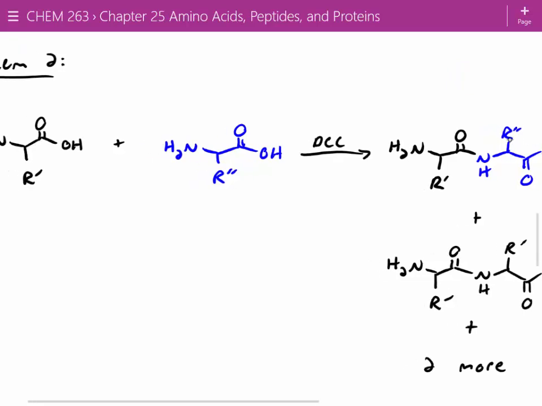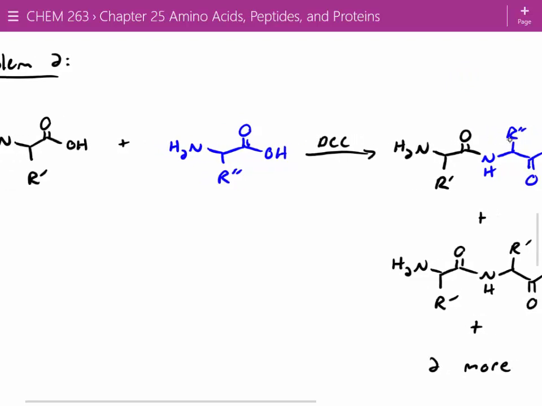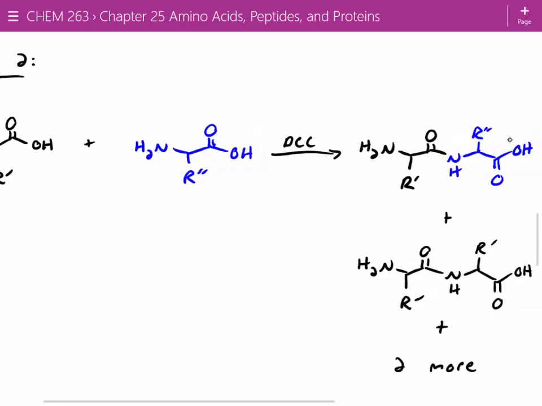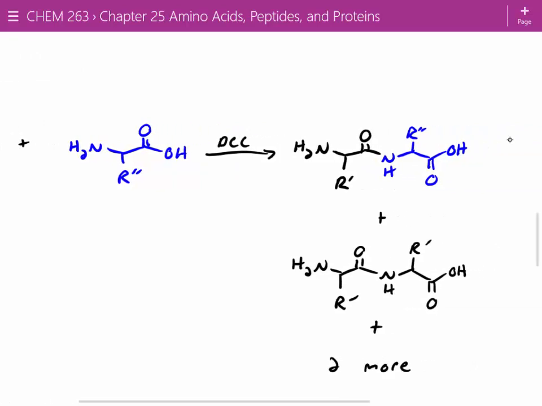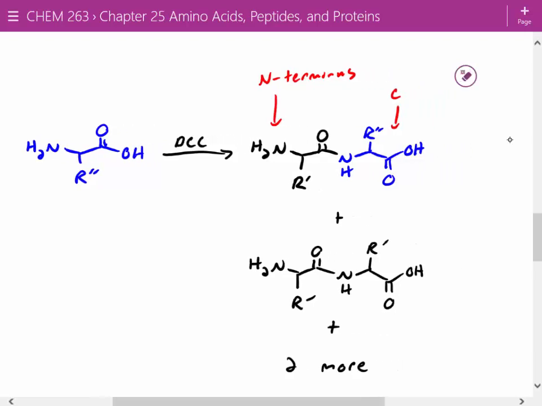So if we look at this, what we could have are two black molecules coupled together, two of the blue amino acids coupled together. We could have blue and black coupled together, but it also matters which side is on what end. And so what we call this end is the N terminus. And we call this the C terminus. And if we have the blue end at the N terminus compared to the black end, it's a completely different peptide, right? So we're going to make a mixture of 4 different peptides.